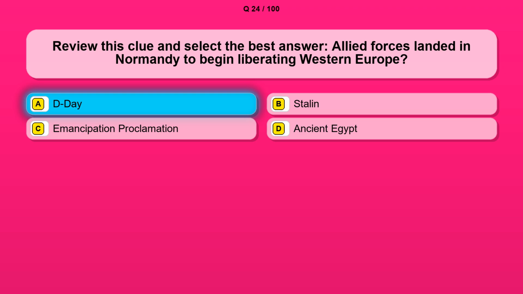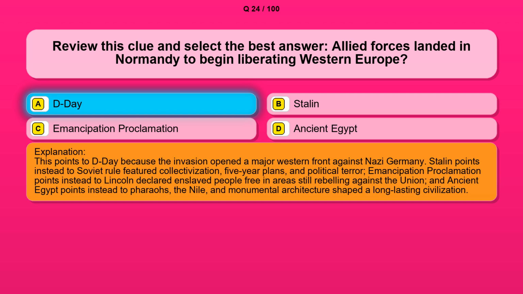The correct answer is option A, D-Day. This points to D-Day because the invasion opened a major Western front against Nazi Germany. Stalin points instead to Soviet rule featuring collectivization, 5-year plans, and political terror. Emancipation Proclamation points instead to Lincoln declaring enslaved people free in areas still rebelling against the Union, and Ancient Egypt points instead to pharaohs, the Nile, and monumental architecture shaping a long-lasting civilization.